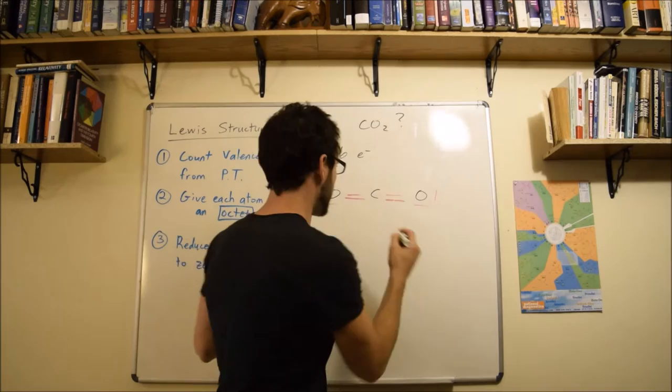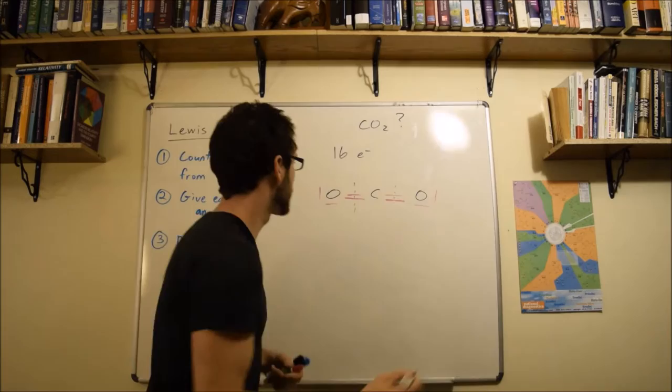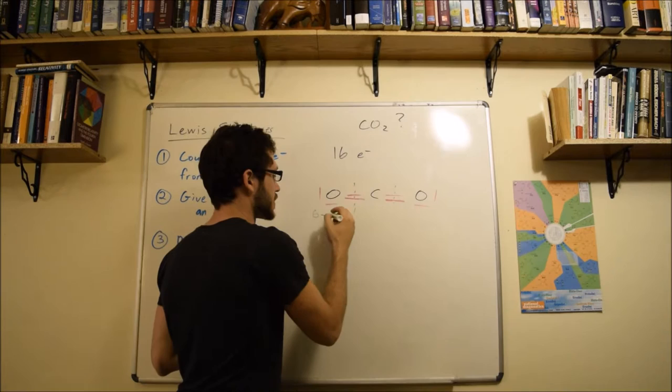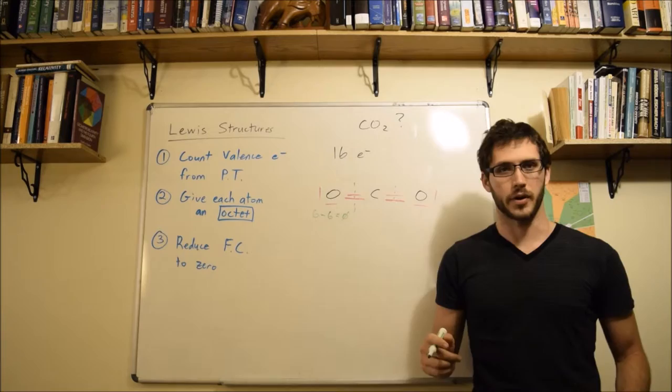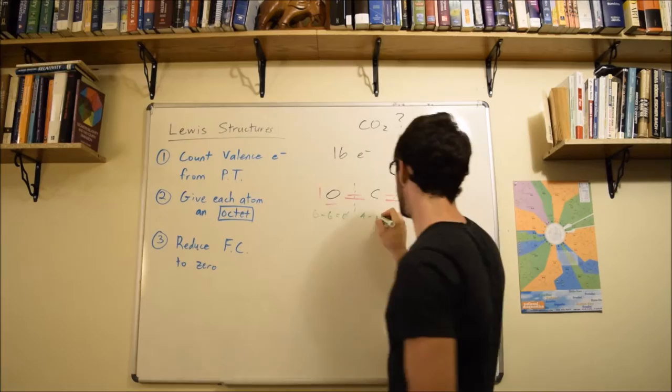Now let's apply the should have rule. Oxygen should own 6, does have 1, 2, 3, 4, 5, 6 electrons. Formal charge, 0. Formal charge of carbon. It should own 4 from the periodic table. How many does it actually have? 1, 2, 3, 4. Formal charge is 0. This is good.